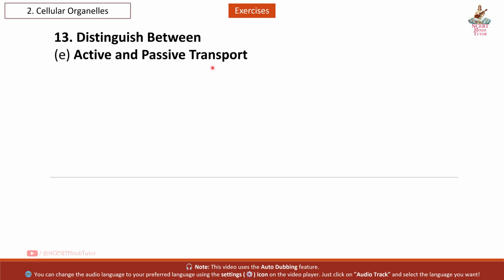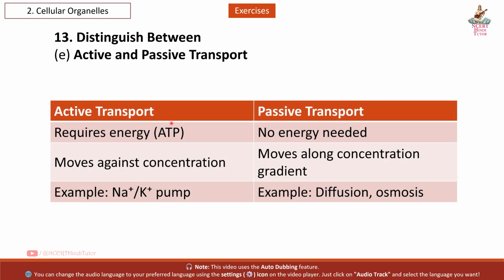E. Active and passive transport. Active transport requires energy ATP. Passive transport no energy needed. Active transport moves against concentration. Passive transport moves along concentration gradient. Active transport example sodium potassium pump. Passive transport example diffusion, osmosis.